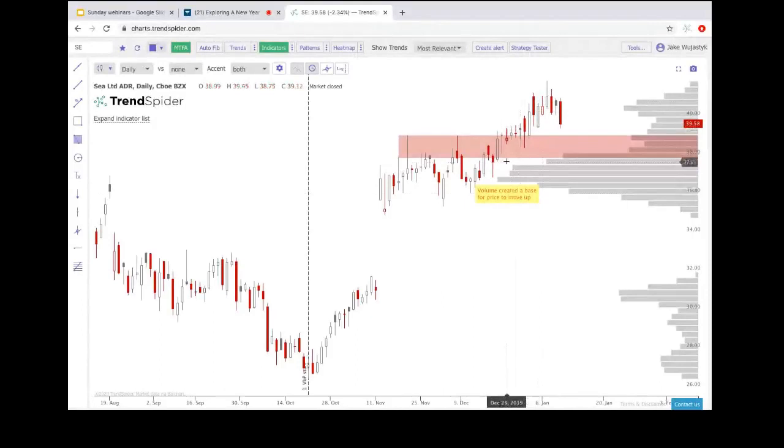So it wouldn't be shocking if the price actually came back to retest this area, because that's where most people are holding their original position. Anyone that's holding in this area is up almost 10% right now, so it's going to be a lot easier for them to sell at a profit and just be done with the trade and move on.